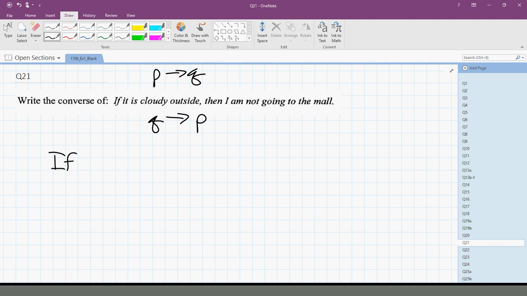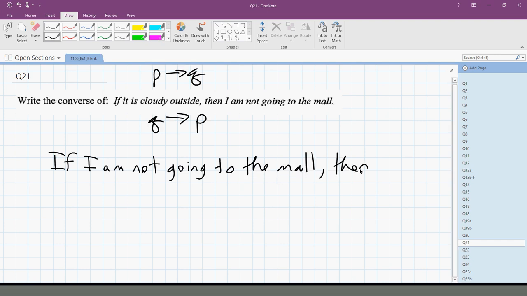So, if what? Give me Q first. So, if I am not... Because it's originally that. You're just switching them. That's all converse means. If I'm not going to the mall, then what? Then it is cloudy outside. Yeah. All converse means is switch the two. Don't change anything. Just switch them. Okay. All right.